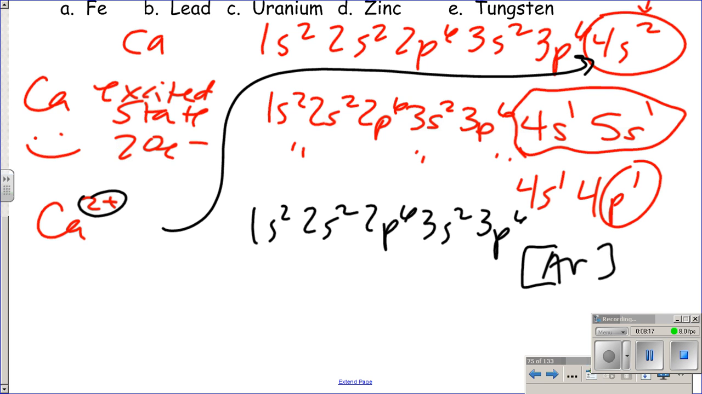So these are 3 totally different things. Calcium normal, calcium excited, calcium ion. Yeah?